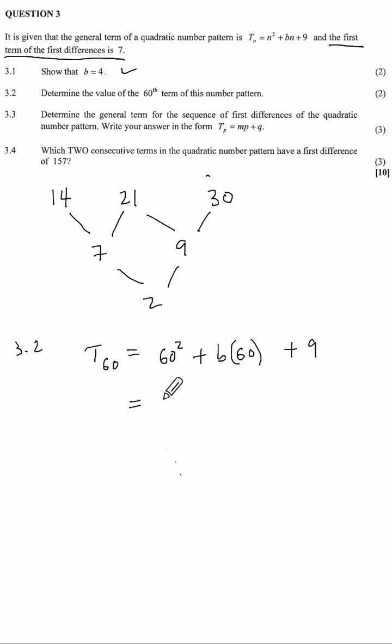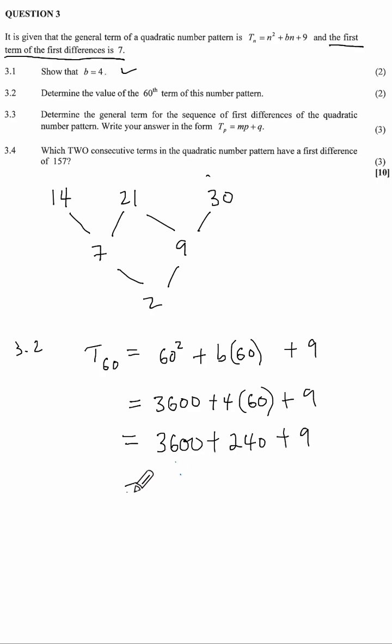So 60 squared, that's 3,600, plus 4 by, because we know that b is 4 from this question, 60, plus 9, so that is 3,600 plus 240 plus 9. So that should give us 3,849. That is T60 for 3.2.